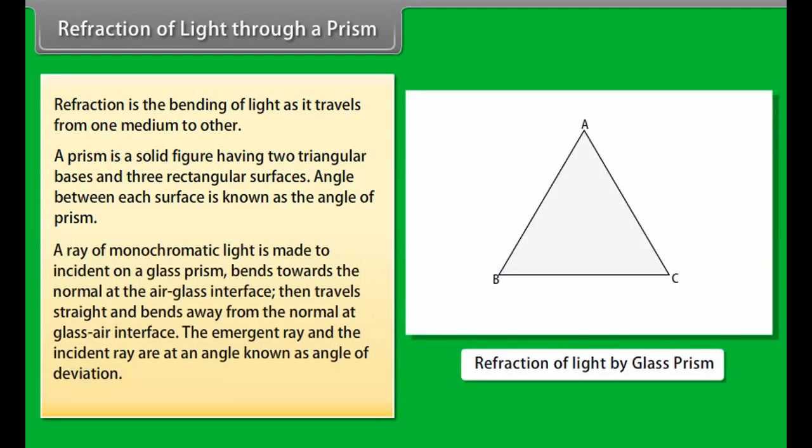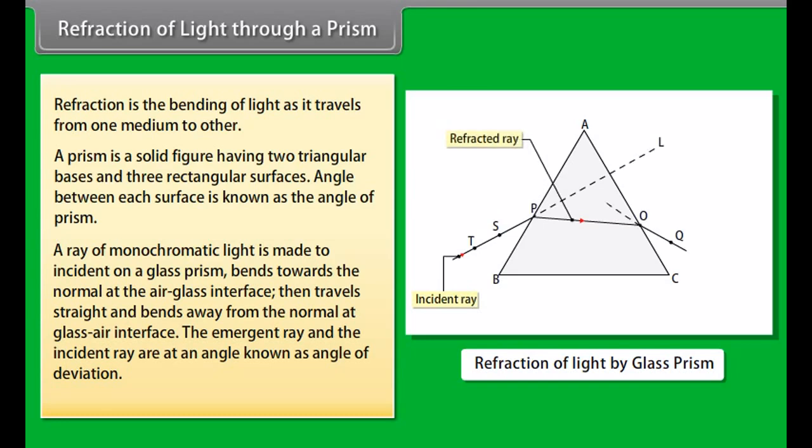A ray of monochromatic light is made incident on a glass prism, bends towards the normal at the air-glass interface, then travels straight and bends away from the normal at the glass-air interface. The emergent ray and the incident ray are at an angle known as the angle of deviation.